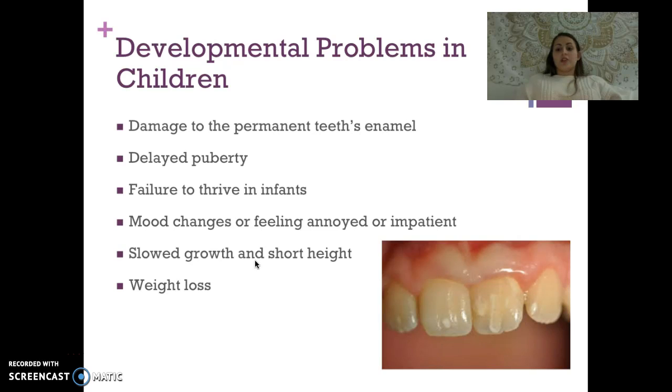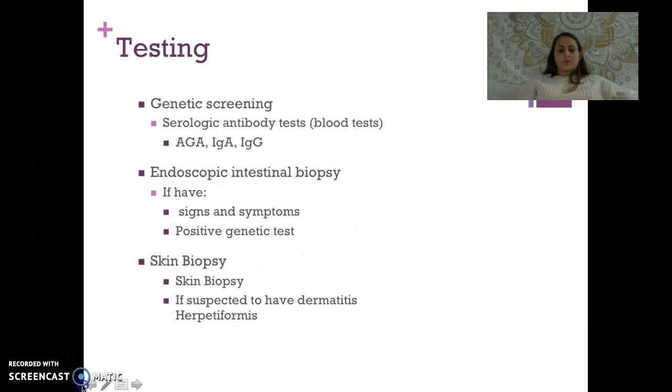In addition, in children, it can lead to developmental problems, such as permanent damage to tooth enamel. It can lead to delayed puberty, failure to thrive in infants, mood changes or feeling annoyed or impatient, slowed growth and shortened height, and weight loss.